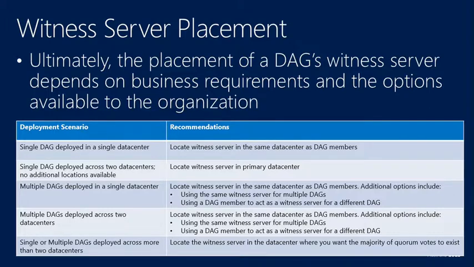So obviously, if you have a single DAG and a single data center, that's a no-brainer. Your witness server is going to be in that data center. If you have a single DAG extended across 2 data centers, you're going to put the witness server either in a third location, if you have one available, or in the data center where you want the majority of votes to be. If you have a DAG extended to 3 or more data centers, it gets to be a bit more complicated, but it is something that you can do. Then you would want to, again, place that witness server in the data center where you want the majority of votes to be in the event of a WAN failure. You're going to have to make a decision one way or the other where that majority is going to live. All right.